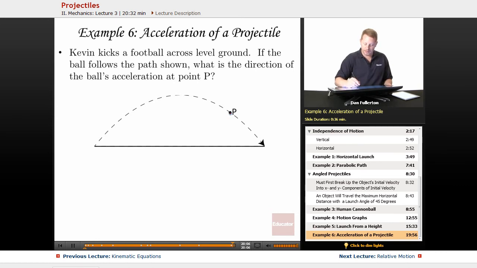Well, here at point P, or any time along this path, it's in projectile motion. The only force acting on it, the only acceleration, is the acceleration due to gravity near the surface of the Earth. 9.8 meters per second squared down. That's all there is to it.